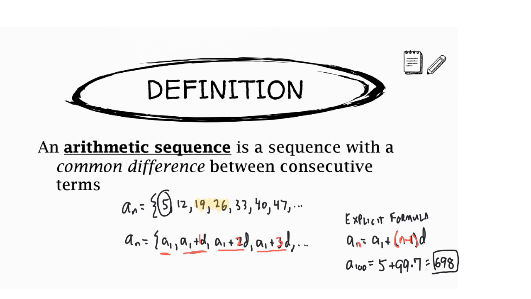Of course, we could have found that another way. We could have simply gone back to the sequence and continued listing the terms from where we left off at 47. The next term would be 7 more, and that's 54. And then after that, we'd see 61, and then 68.